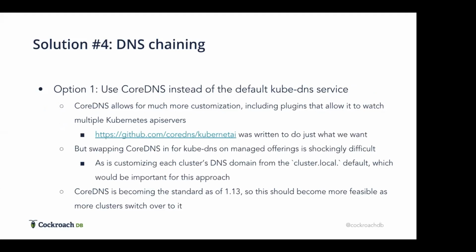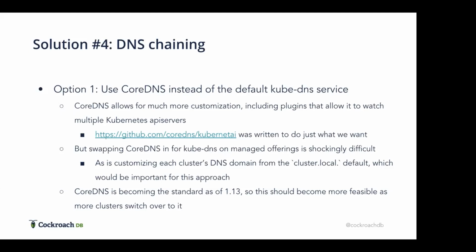One way to do this is to use core DNS instead of the default kubedns. So core DNS is a much more fully featured DNS server that allows for a lot more customization. It has a full plugin architecture. There's even an existing plugin called Kubernetes, which was written to allow one core DNS server to watch the API server of multiple Kubernetes clusters. So we could use that plugin to do exactly what we want. We could set up core DNS in each cluster to watch the services in all of our Kubernetes clusters. And then it would automatically create service names for the services in the other clusters.